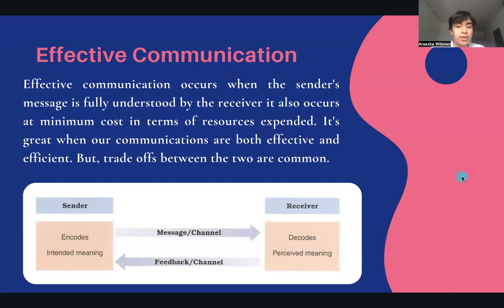There's also effective communication, which occurs when the sender's message is fully understood by the receiver. It also occurs at minimum cost in terms of resources expended. It's great when our communications are both effective and efficient, but trade-offs between the two are common. So there's the picture for the example.